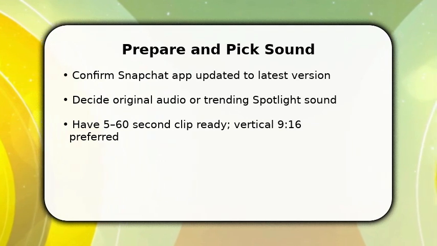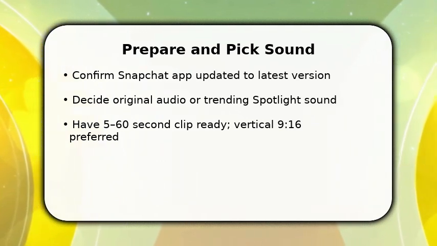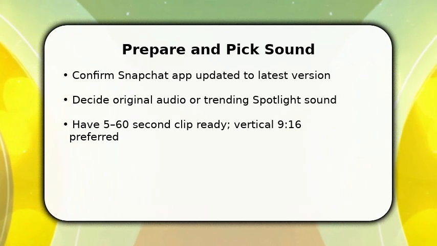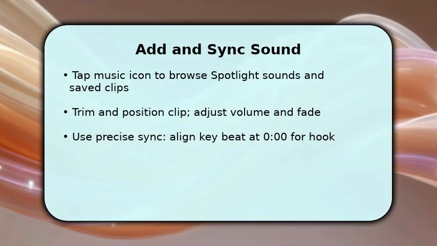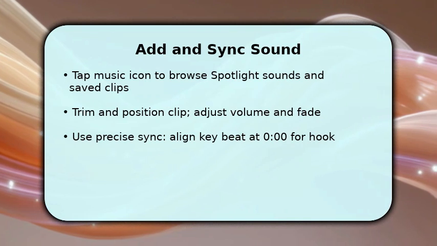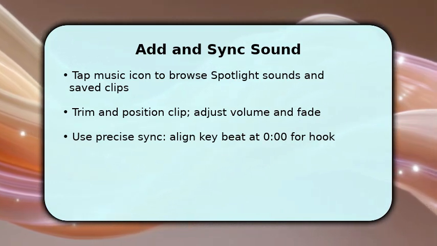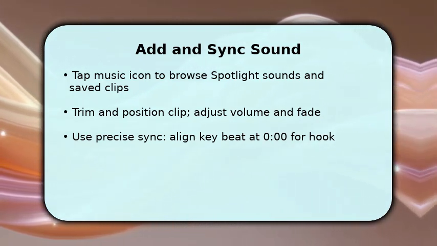Then open the Snapchat camera, swipe to Spotlight, and get your clip ready to edit with the chosen sound. You now add the sound by tapping the music icon or selecting your camera roll clip. This is how Snapchat links audio metadata for discovery.